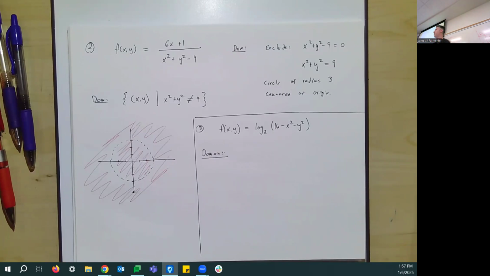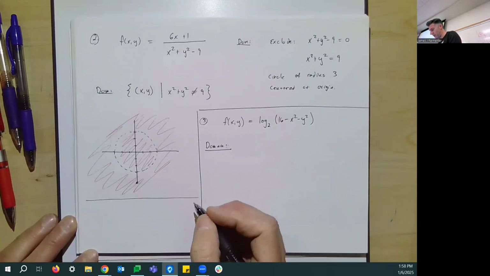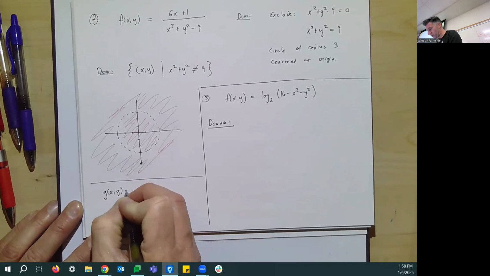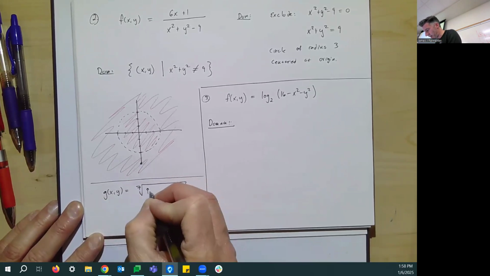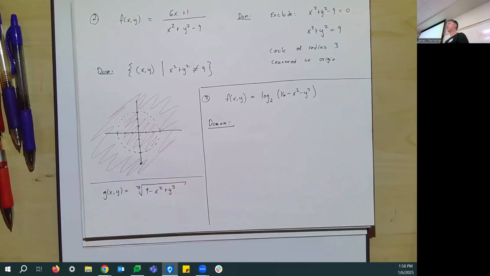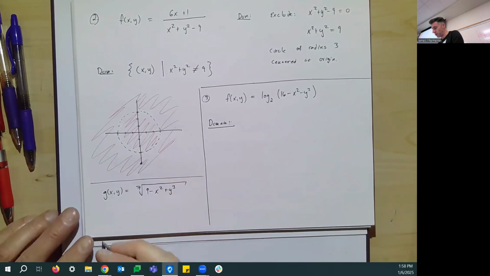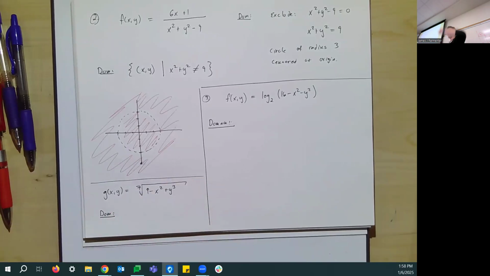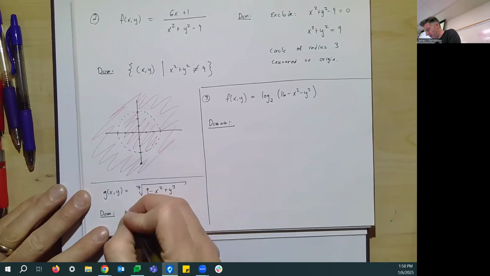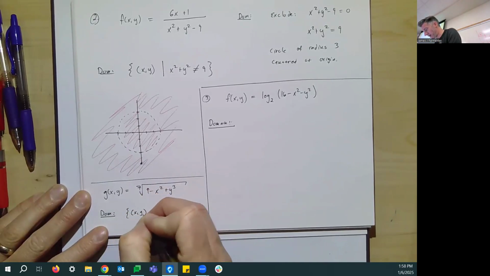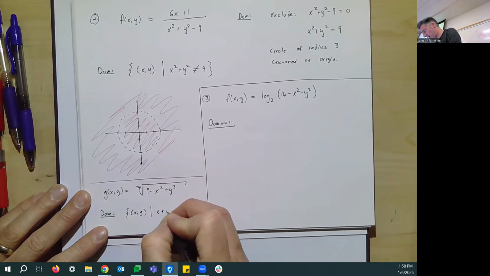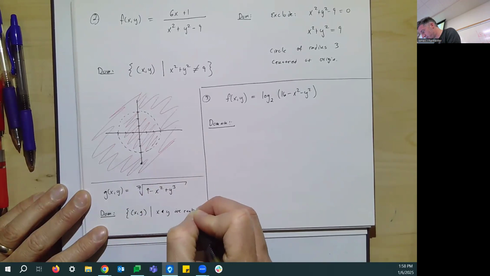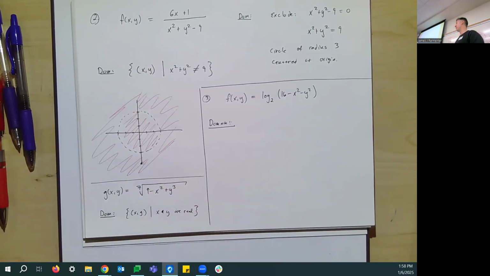But odd roots, I should point out, are totally safe. If someone gave you, real quickly on the side here, this function, g of x y equal to the 7th root of 9 minus x squared plus y to the 3rd, you shouldn't have to think at all about the domain. The domain here is all points in the xy plane, all x y such that x and y are real, because you can take the 7th root of any positive or any negative number.